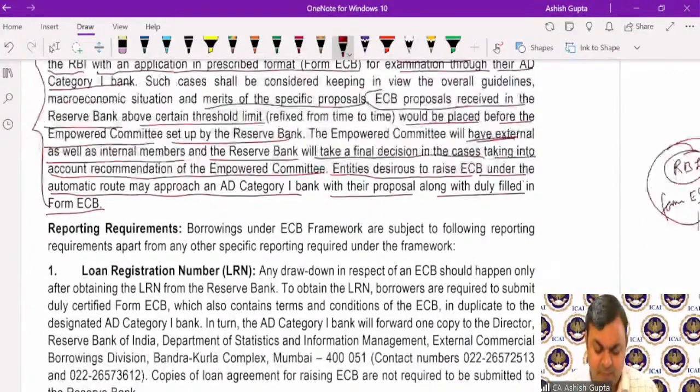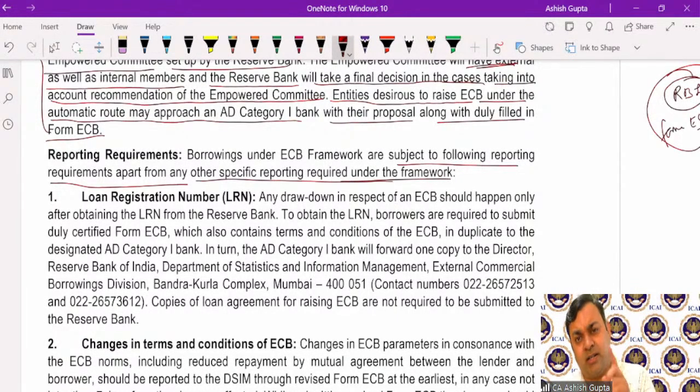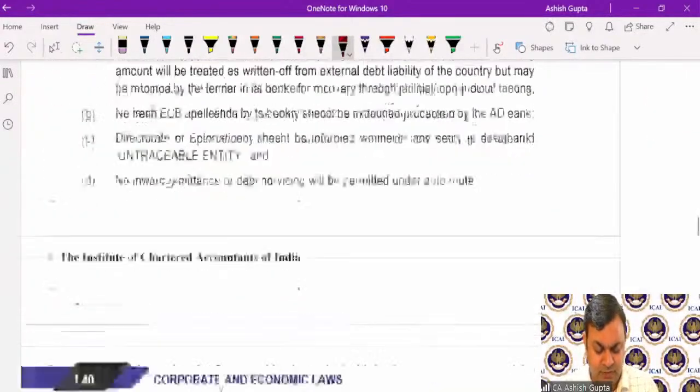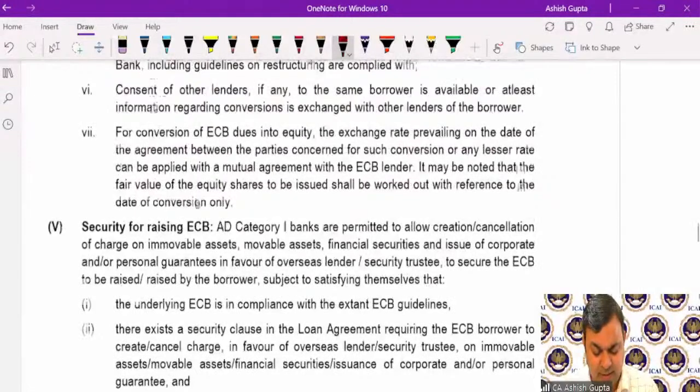Reporting requirement. Borrowings under the ECB framework are subject to the following reporting requirements, apart from any other specific reporting requirement under the framework. Okay, so these are the reporting requirements that we need to comply with.